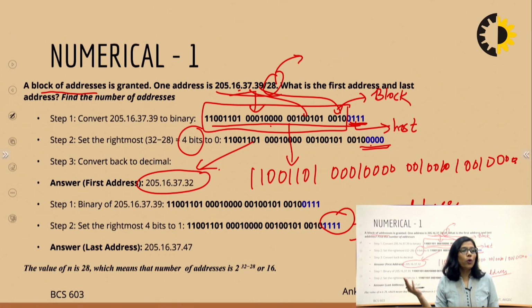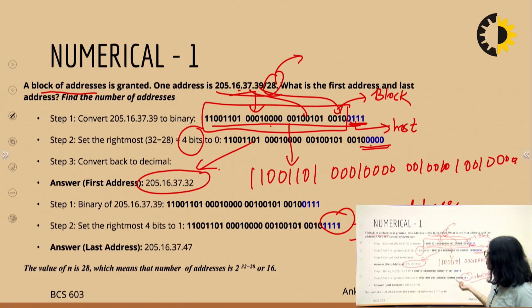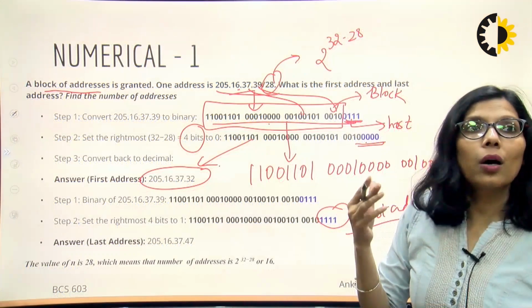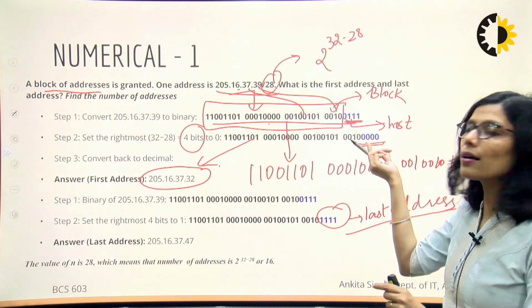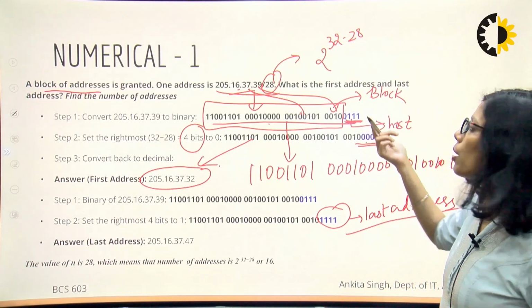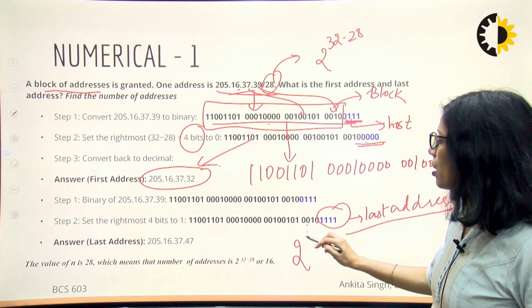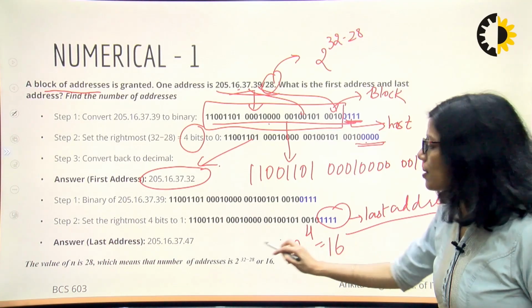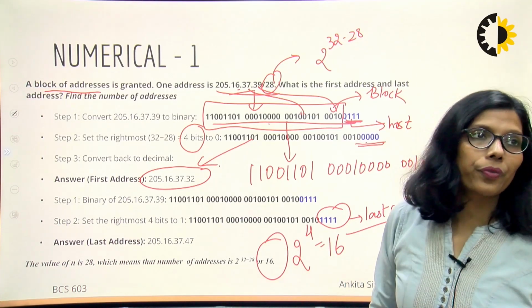And what is the number of hosts? It will be 2 raised to power 32 minus 28, that is my total number of addresses, because this will be the host only. Only 4 bits are there, which is representing my host. So what is the number of possible hosts? 2 raised to power 4, or we can say 16. Now this is my answer, number of hosts, right?